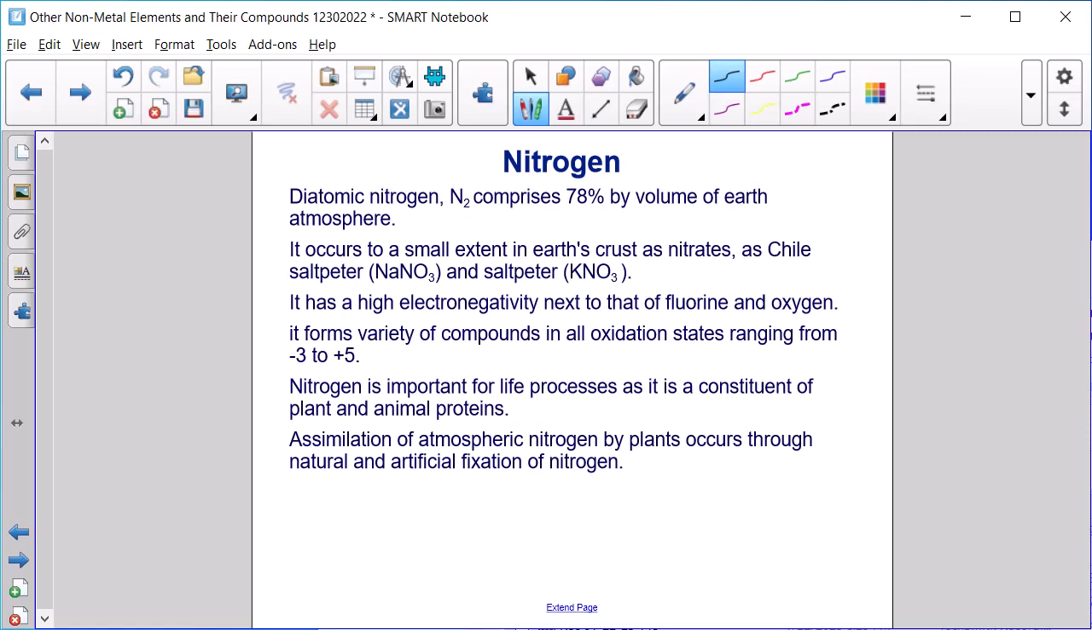It forms a variety of compounds in all oxidation states, ranging from -3 to +5. Nitrogen is important for life processes as it is a constituent of plant and animal proteins. Assimilation of atmospheric nitrogen by plants occurs through natural and artificial fixation of nitrogen.